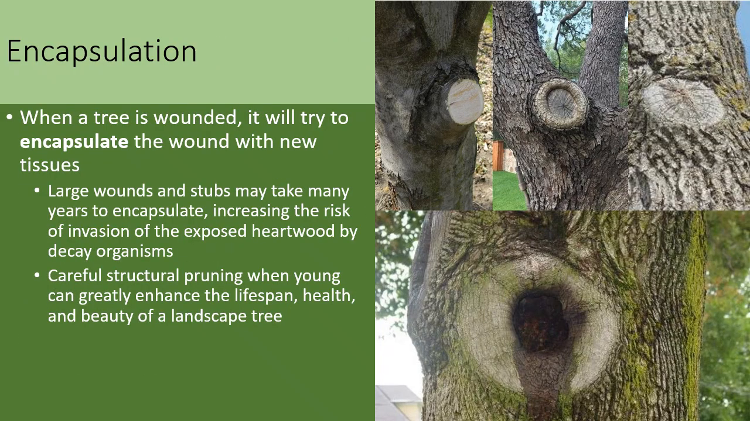Encapsulation is related to the decay process. When a tree is wounded, for example, by a pruning cut, it will encapsulate the wood with new tissues. The vascular cambium is producing a new layer of xylem every year, and it's producing new phloem on the outside. So the tissue will eventually grow over the wound due to the growth that occurs at that secondary meristem, the vascular cambium, and it will eventually encapsulate and totally cover up the pruning wound.